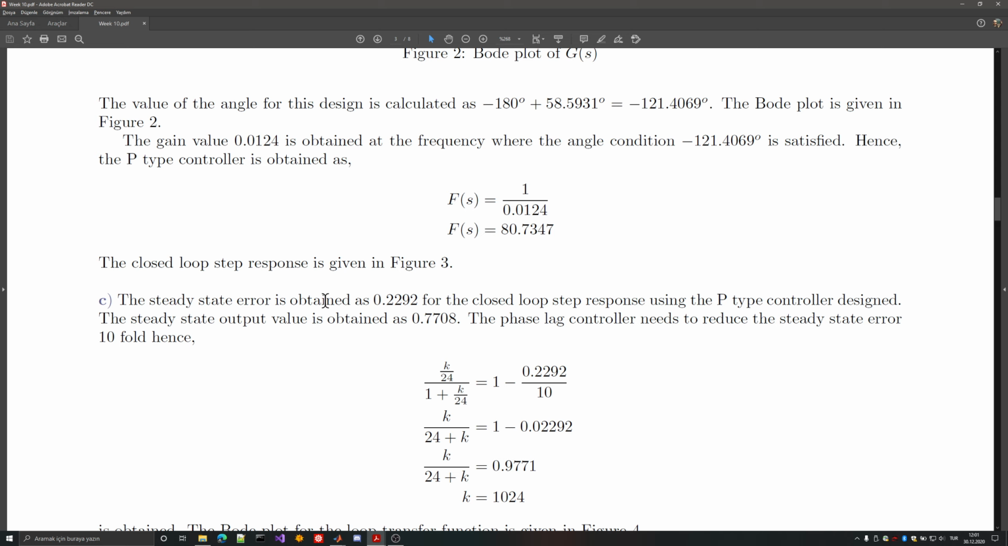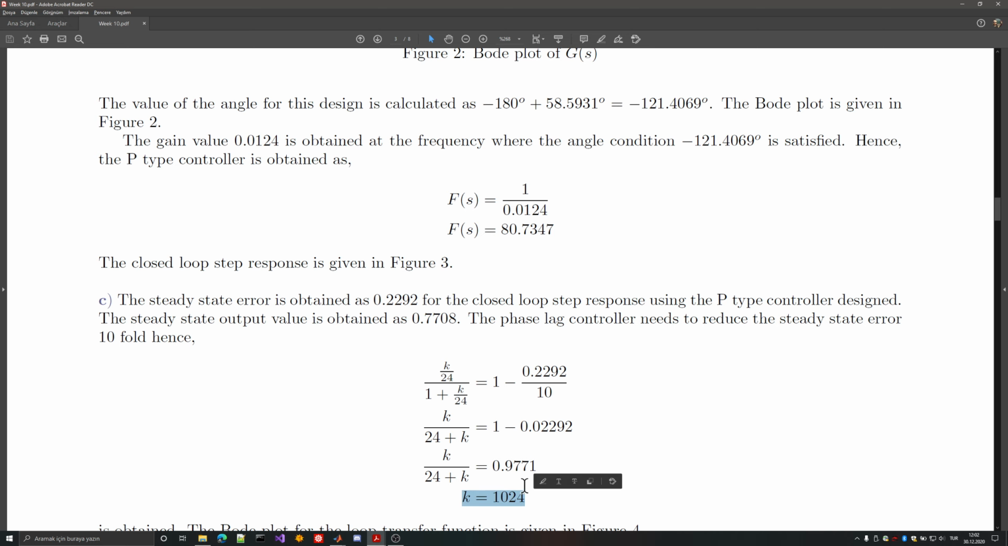So how can I design a controller? Well, first of all, since the steady state error is obtained as 0.22 and my controller should decrease it tenfold, I'm trying to find the gain where I will have 0.02. This is the reason why I have divided this by 10, because of tenfold. So I'm looking for the steady state error here, and this is the expression of steady state error in terms of steady state values. My controller is k, my steady state gain is 1 divided by 24. My closed loop steady state value will be equal to this. So this is the error, and this will be the steady state value.